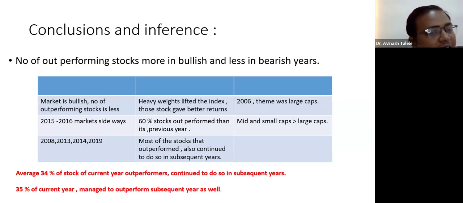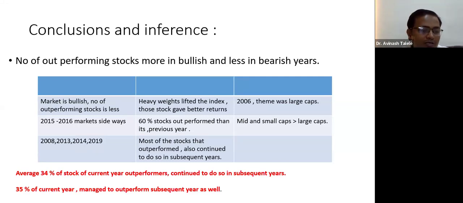Sometimes the market is sideways and still many stocks outperform the previous year. Here the non-Nifty components, mid caps and small caps, are doing well. We should be in those scrips. In 2008, 13, 14 and 19, most of the stocks outperformed. This is the time when every newcomer who came to the market was invariably right and made money. Most of them outperformed and continued to do so in subsequent times.